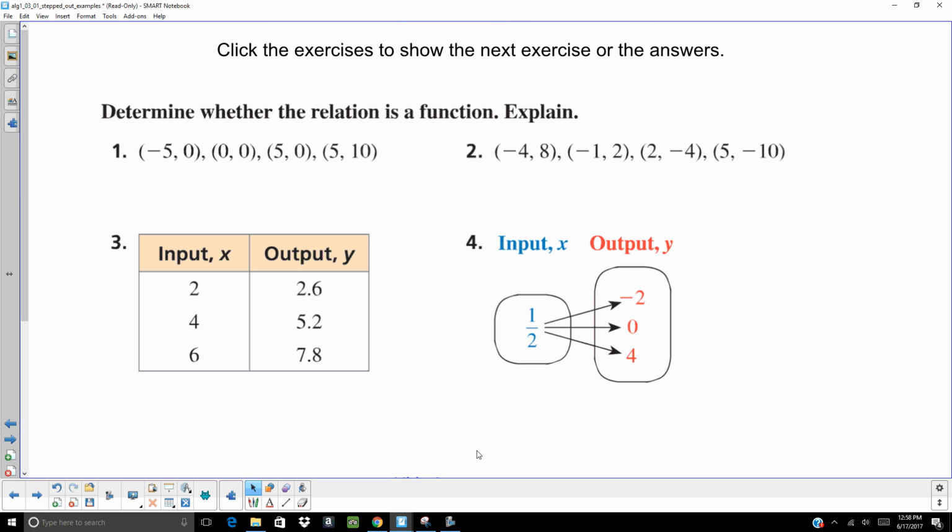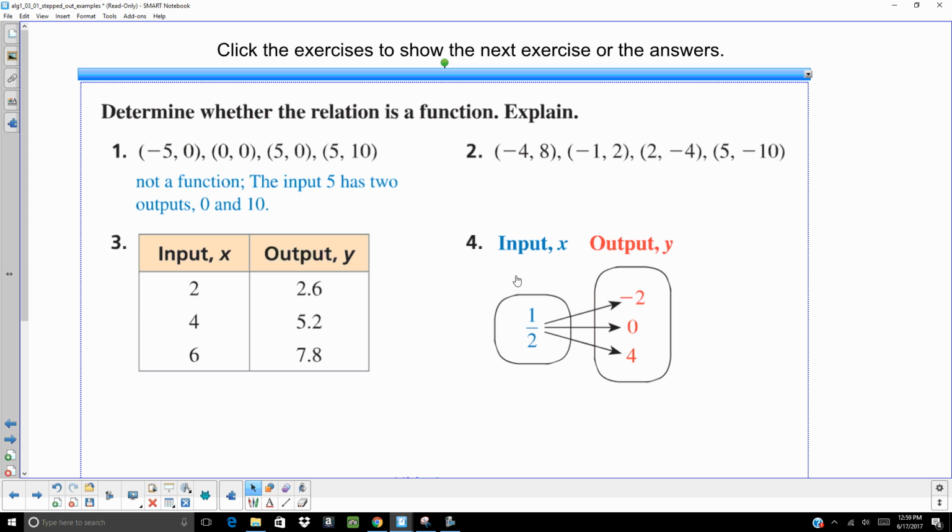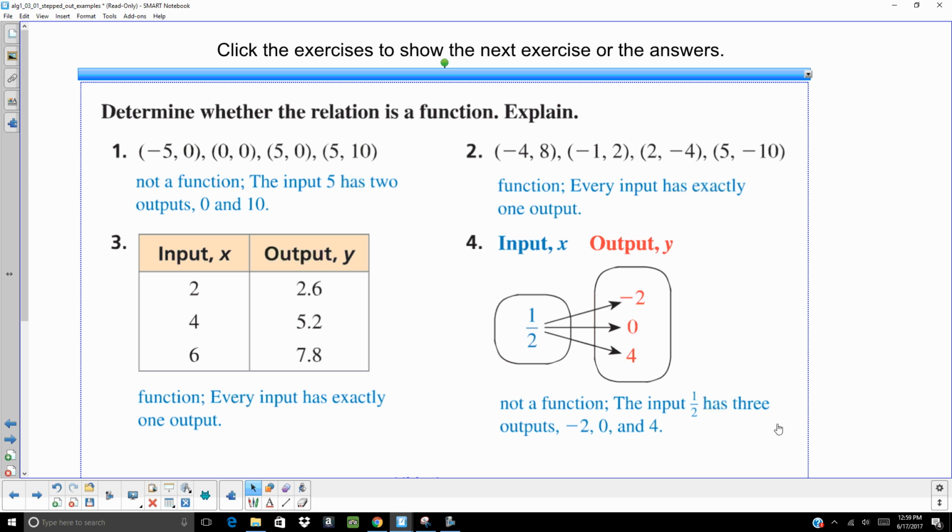Take a second, hit pause, try these 4 on your own. When you think you have the answer, hit play and check yourself. Number 1 is not. Number 2 is. Number 3 is. Number 4 is not.